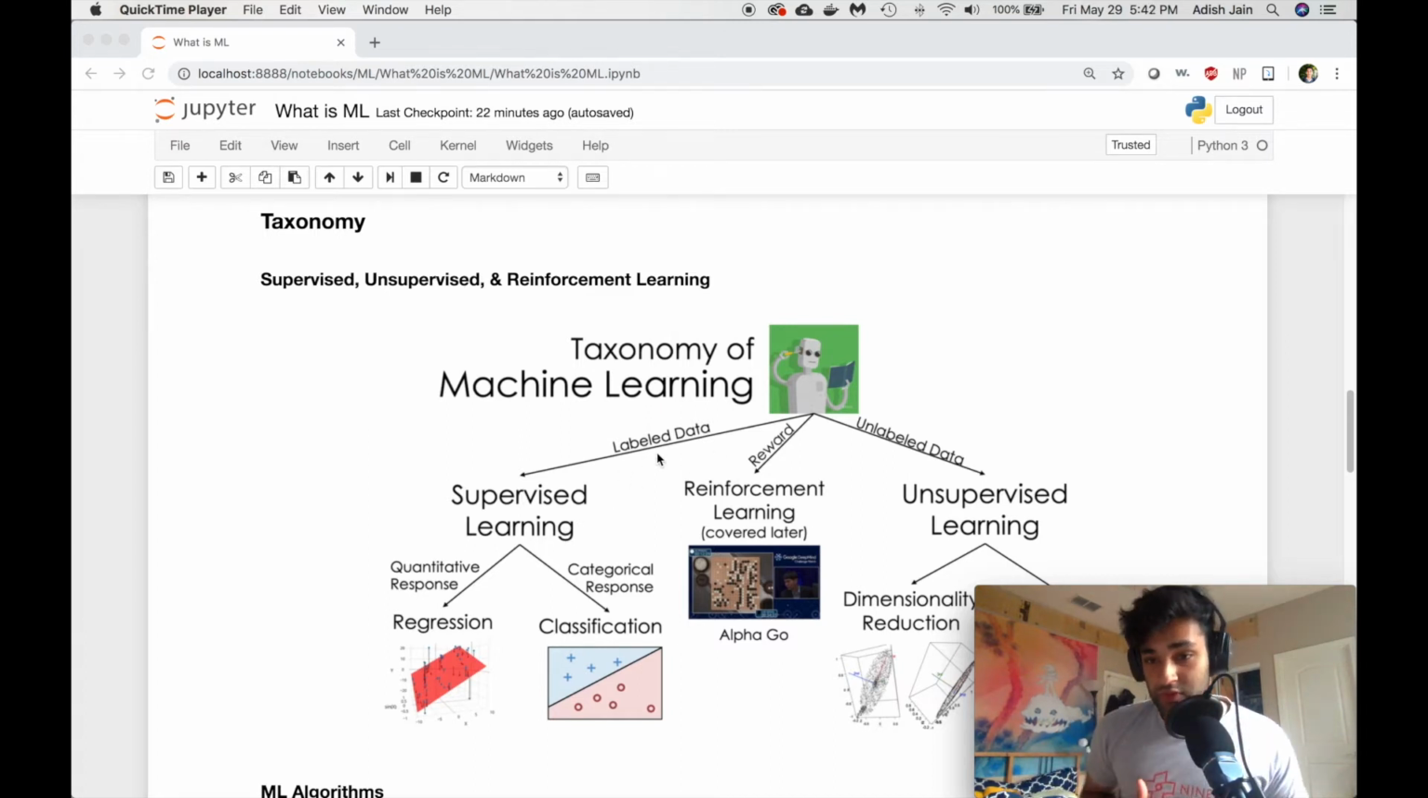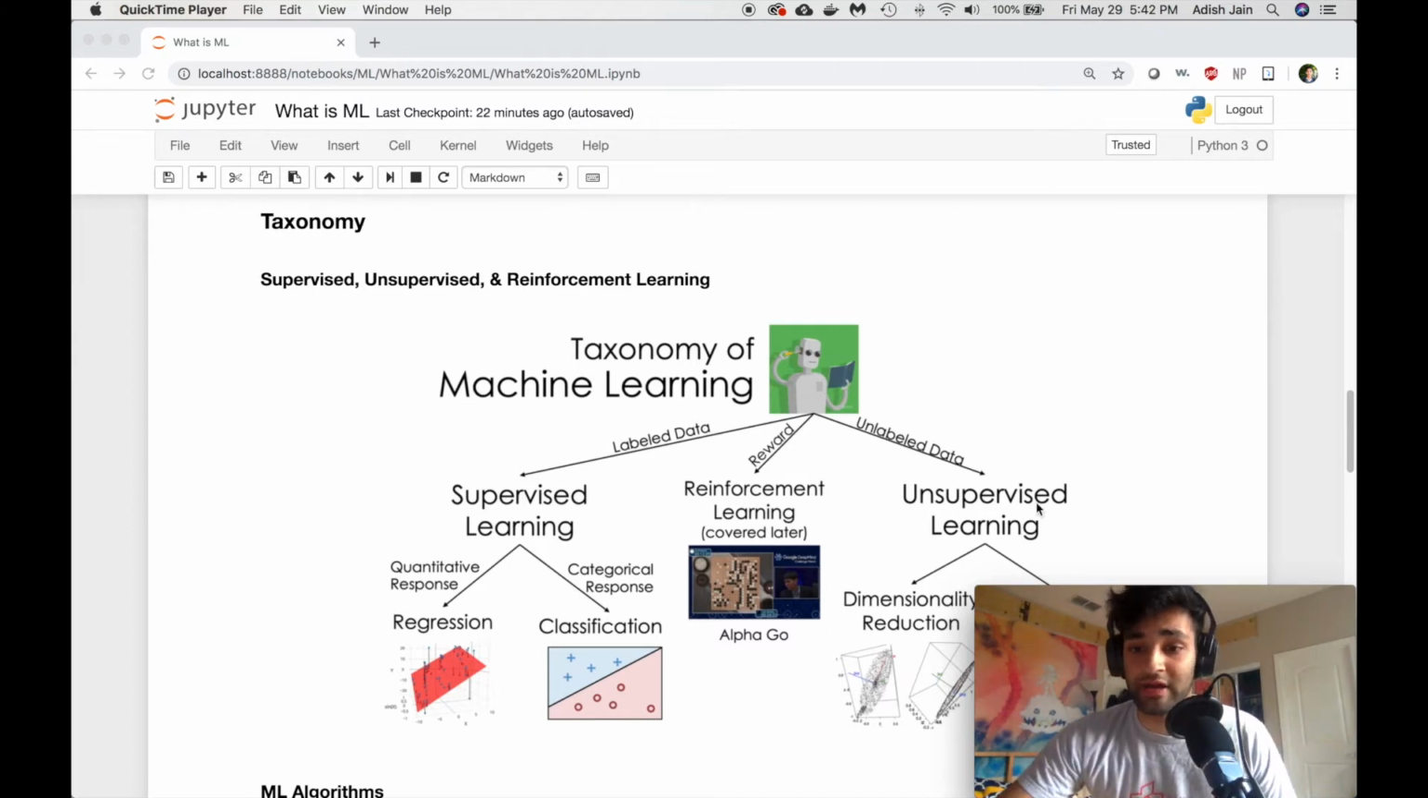Okay, so you have some sort of training data, and then you also have training labels. So you actually can create a model based on that training data and those training labels, and then you can apply that model to new data.